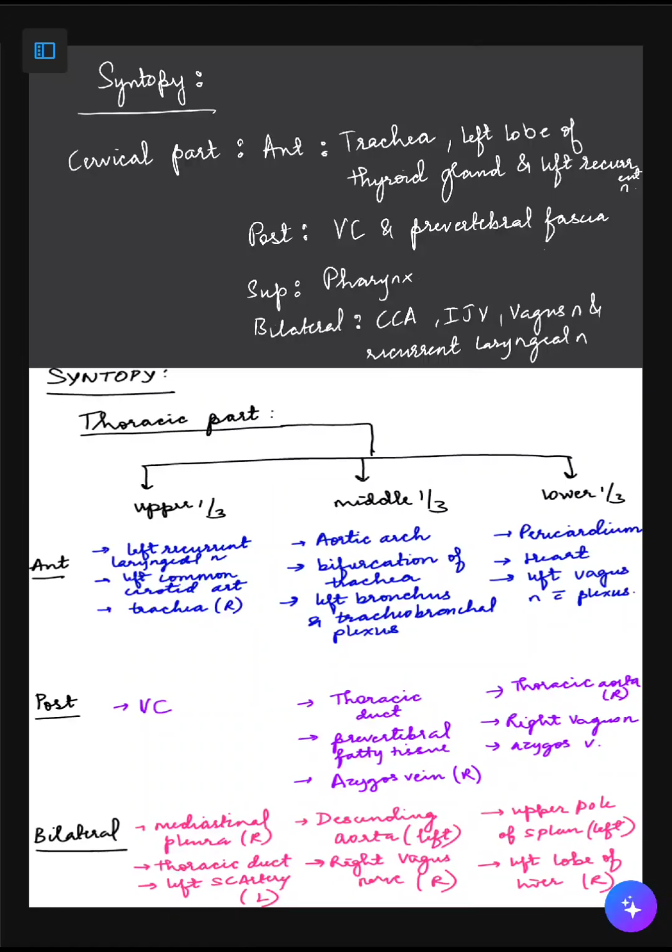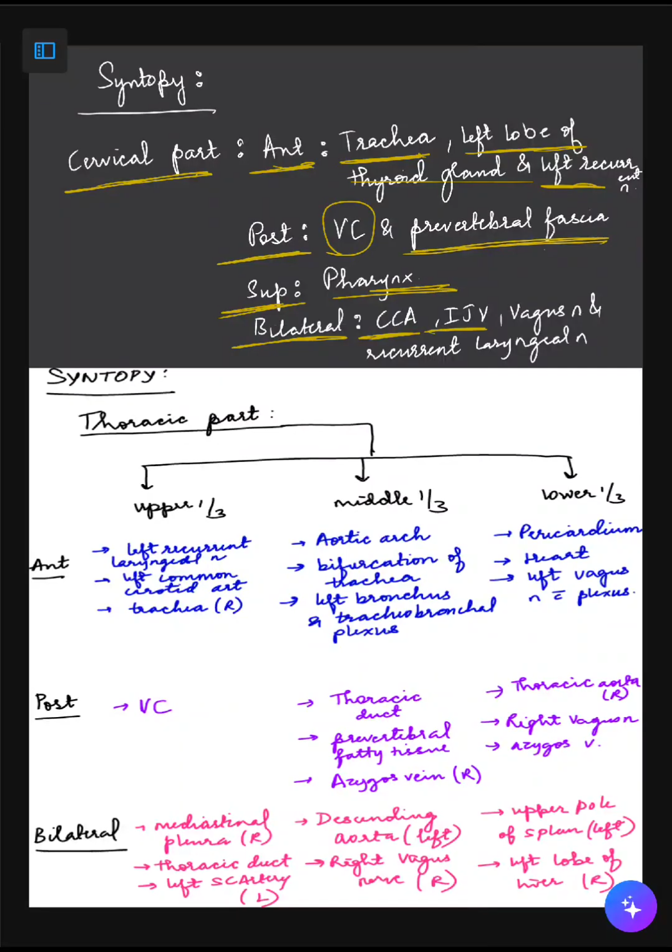Now we move on to the syntopy. According to the syntopy, there are 3 parts: cervical part, thoracic and abdominal. We would see each part's syntopy. Cervical part. Anteriorly, there is trachea, left lobe of thyroid gland and left recurrent nerve. Posteriorly, vertebral column and prevertebral fascia. Superiorly is pharynx and bilaterally is common carotid artery, internal jugular vein, vagus nerve and recurrent laryngeal nerve.